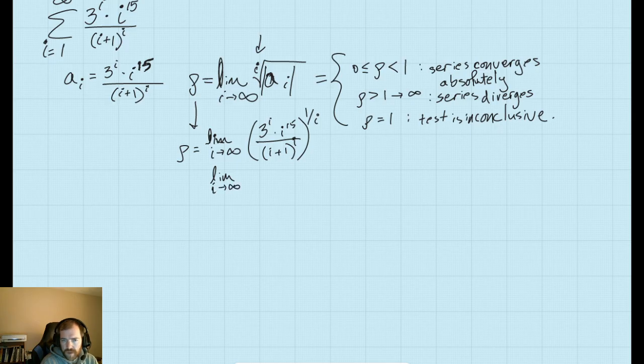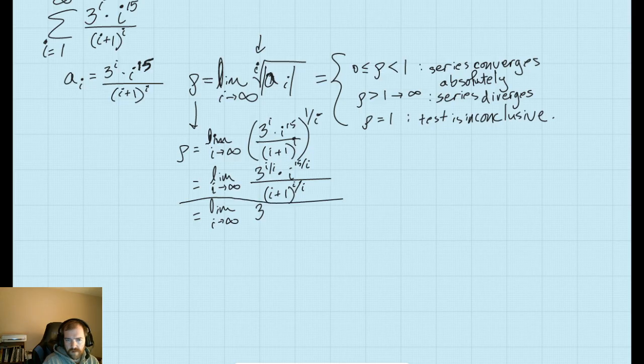Limit as i goes to infinity. Here we can take i in as the exponent. We're going to get 3 to the i over i times i to the 15 over i, divided by i plus 1 raised to the i over i. Which means we get the limit as i goes to infinity of 3 times i to the 15 over i, divided by i plus 1 raised to the first power, so it's just i plus 1.